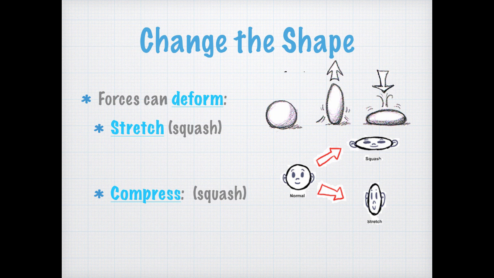We talked a little bit about gases being able to be compressed. But we do know if we had a piece of clay or a ball, we can actually compress and squash that ball. And in order to do that, we need to apply a force. You see, when this happens, either we stretch or compress something, the object's shape has changed.